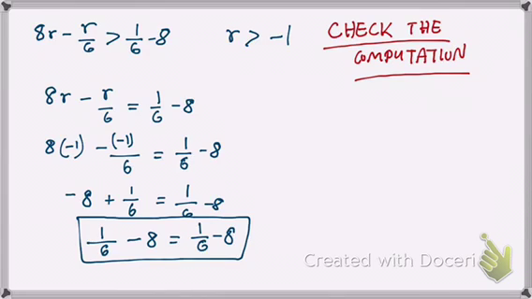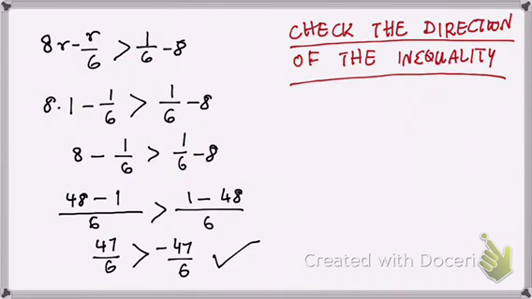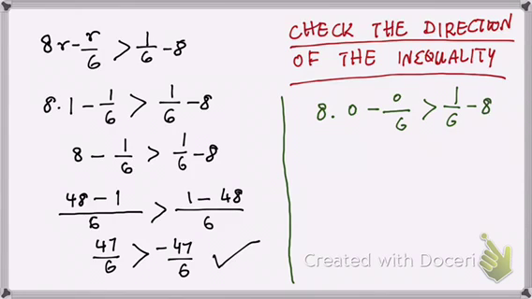If you want to go back and take a look at the solution, which is r is greater than -1, we already tried 1. You can also replace r with 0. If you replace r with 0, let's try that: 8 times 0 minus 0 divided by 6 greater than 1 by 6 minus 8.